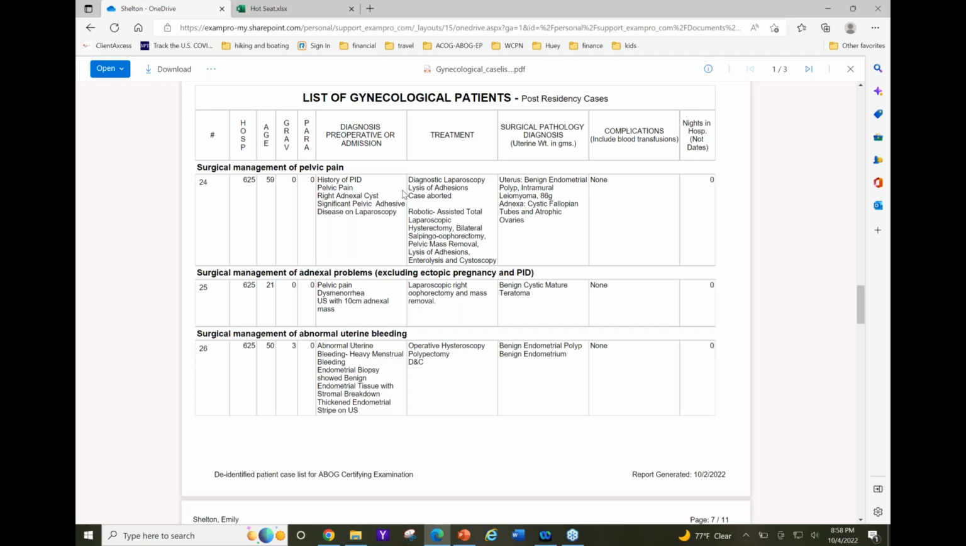Why did you do the cystoscopy? So because of her significant adhesive disease, I was concerned and wanted to be sure at the end of the case that I had good efflux from both ureters, just because of the proximity of those masses bilaterally and the extent of my lysis of adhesions that I had to perform to complete the case.